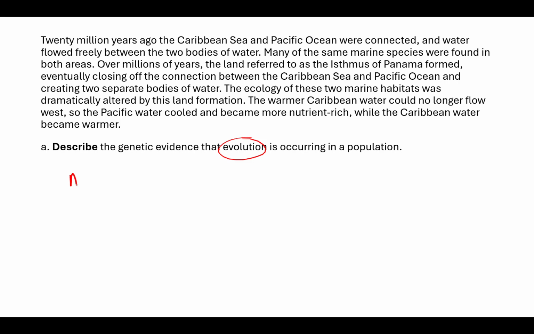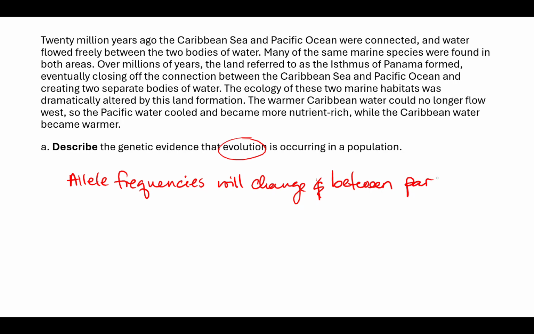You could say something like, allele frequencies will change between parts of the population. Remember, this is a describe question, which means that you do need to write in a complete sentence, and you do need to give a little more detail.